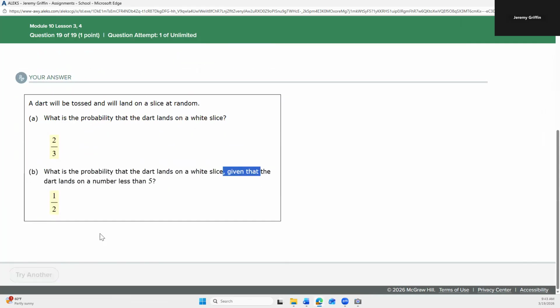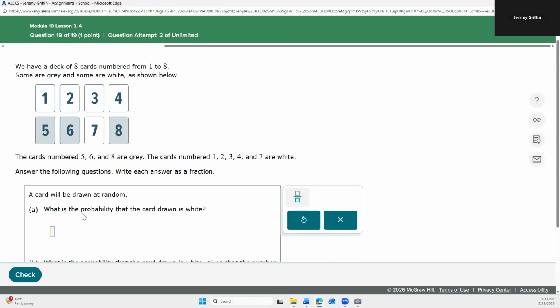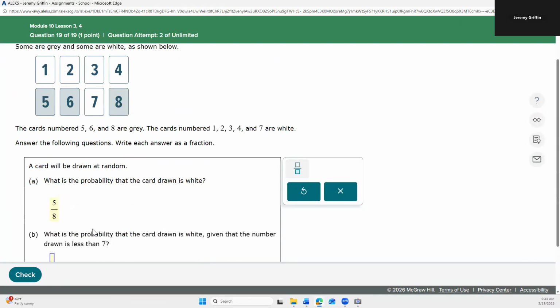Okay, let me try another one here. Now we've got cards. We've got 5 white cards and 3 gray cards, it looks like. A card will be drawn at random. What's the probability that the card is white? Guys, what do you think? Probability it's white: 5 out of 8. Yeah, 5 out of 8, and that's already reduced. So we'll go with that.